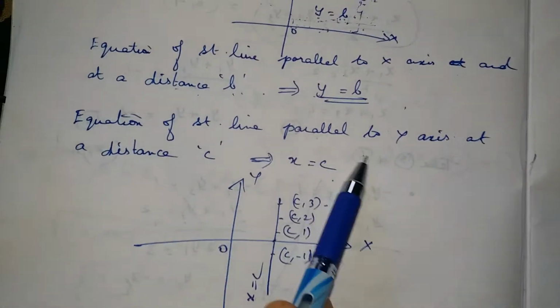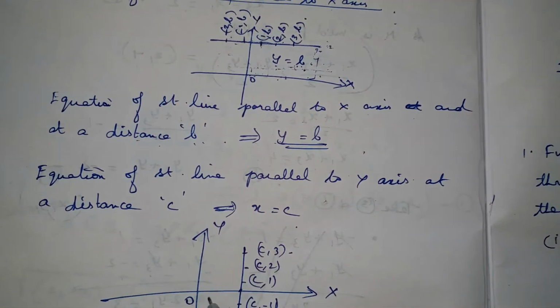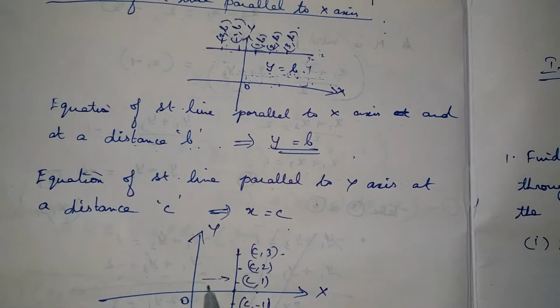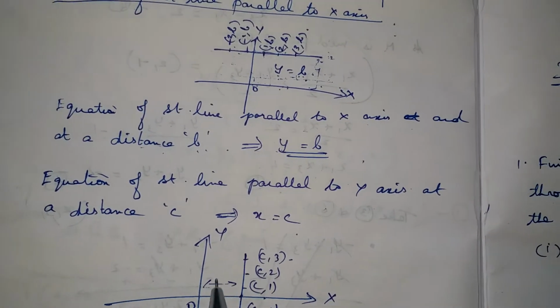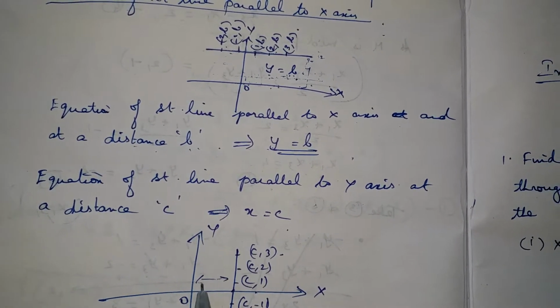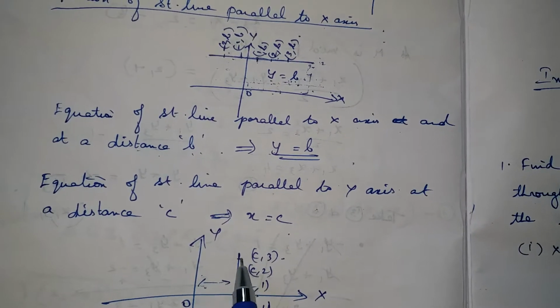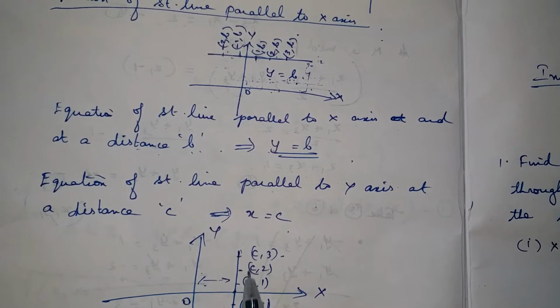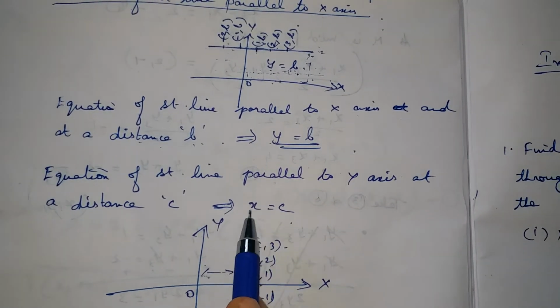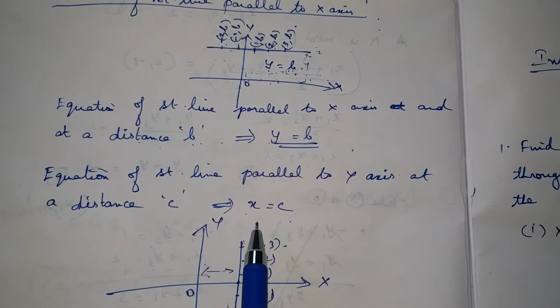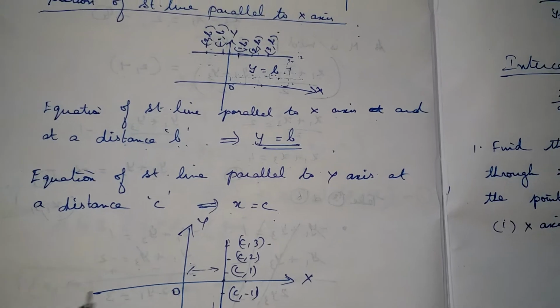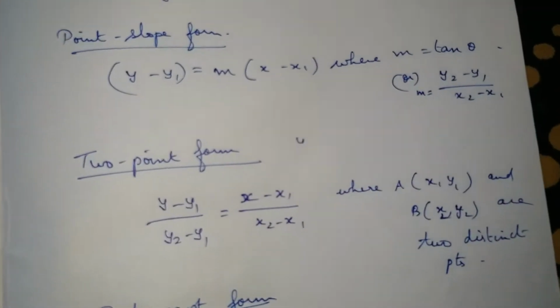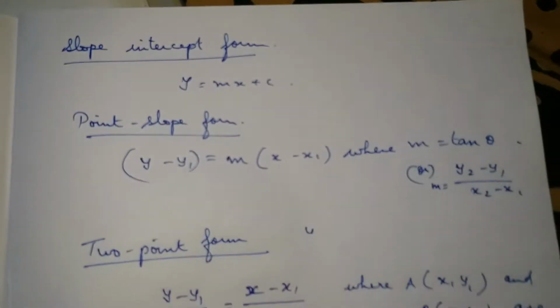Now the equation of a straight line parallel to the y axis, at a distance of c from the y axis. All the values of x will be the same in this straight line. X is a constant, so x is equal to c. Okay, now you will see which formulas have to be applied according to the question.